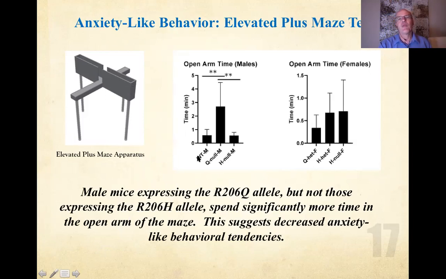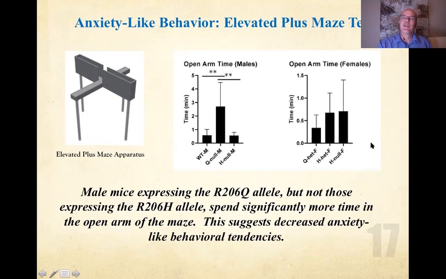And so shown here would be the normal amount of time that a male wild-type mouse would spend in the open arm over a 5-minute period. And you can see very clearly that the R206Q mouse spent considerably longer in the open arm relative to the wild type. However, the 206H mouse performed identical to wild type. And so this suggests that the R206Q has a diminished anxiety-like behavior, but not the R206H mouse.